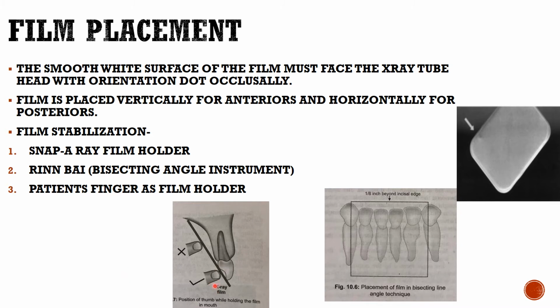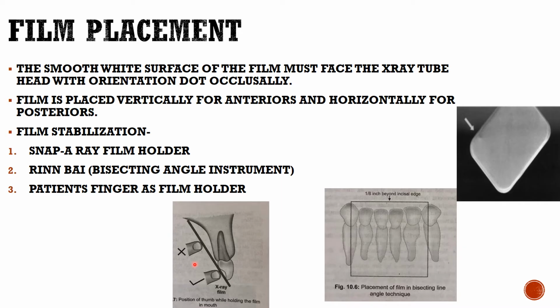Basically, for the maxillary radiographs, the patient's thumb is used for stabilizing the film, and for the mandibular radiograph, the index finger is used for stabilizing the film. But there are disadvantages of it. It can cause radiation exposure, so the patient's hand is exposed to the radiation.